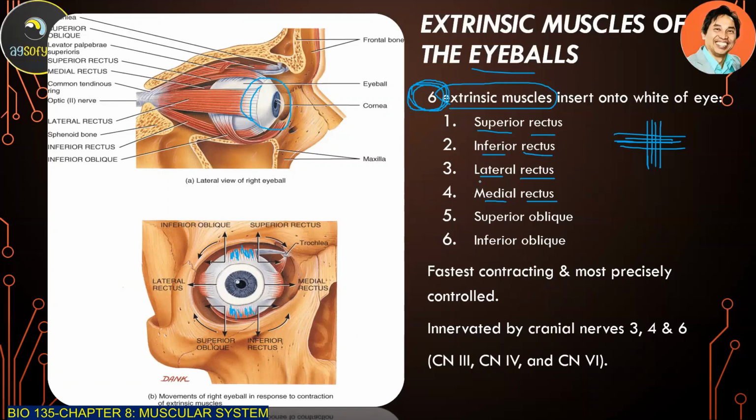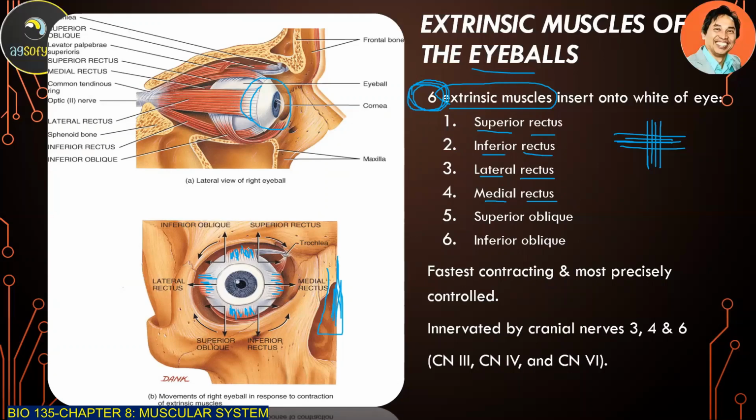Lateral means outside of the middle area. If this is the nose, this is the middle area of our body. The lateral will be here. So lateral rectus muscle. And medial means closer to our nose. So this is going to be the medial rectus muscle. So these are the four rectus, or straight, muscles.